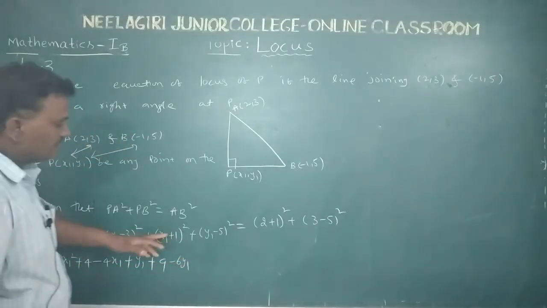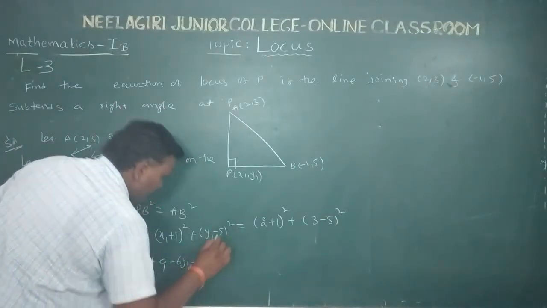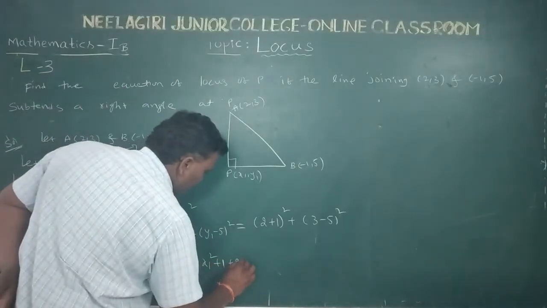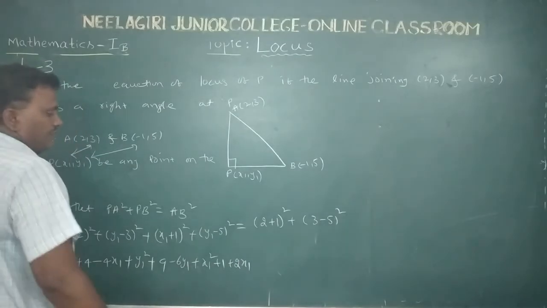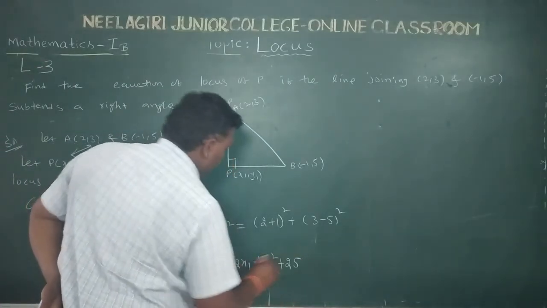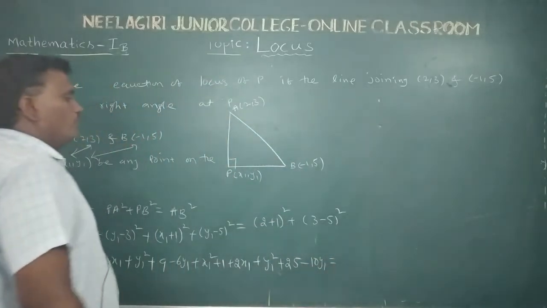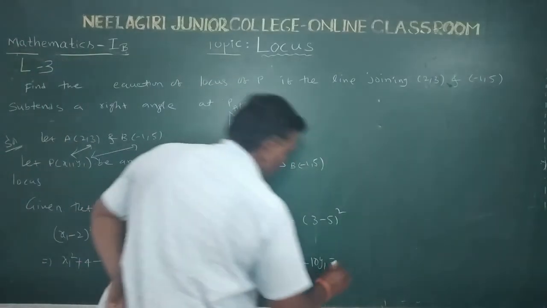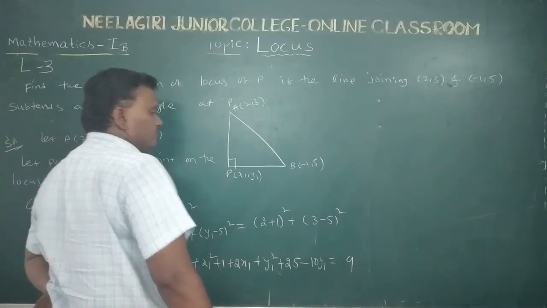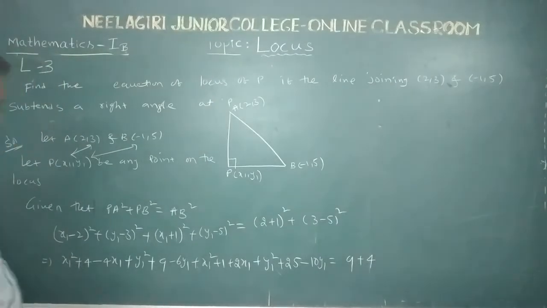This one is in the form of (a plus b) whole square: x1 square plus 1 square, that is 1, plus 2 into 1, that is 2x1. Then y1 square plus 5 square, that is 25, minus 2 into 5, that is 10y1. This equals (2 plus 1) whole square, that is 3 square, 9, plus (3 minus 5), that is minus 2 whole square, equal to 4. The power is an even number.